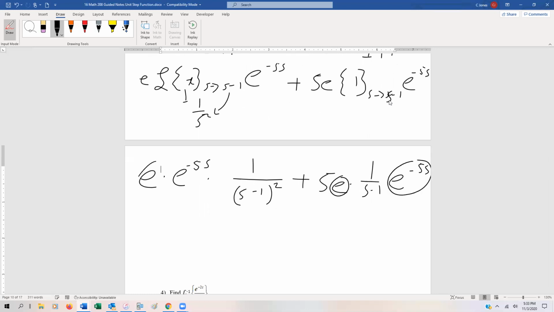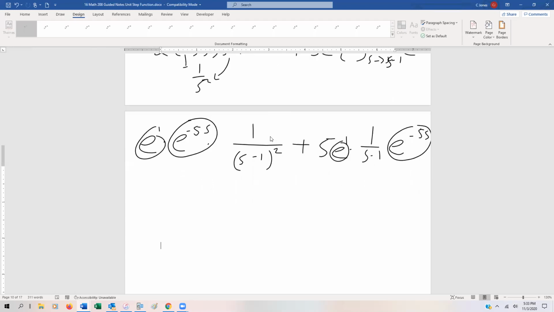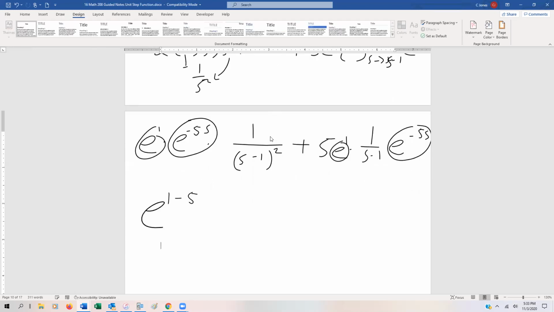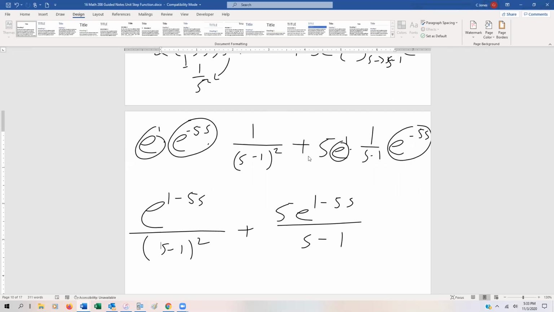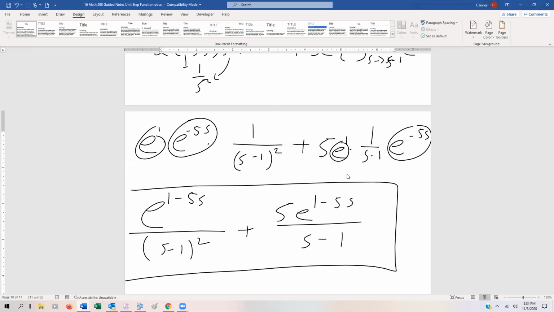If you want to, you can combine the e's. Right? And so another way to write this answer, not any more right or wrong, just different, is we could write this as, because these are e to the first power, and so our algebra says that we can write this as e to the 1 minus 5s over (s minus 1) squared, and then plus 5e to the 1 minus 5s over s minus 1. All right. If you wanted to get a common denominator, you could do even further and do that. All right. But this might be a pretty good answer as to what to expect with the Laplace transforms.